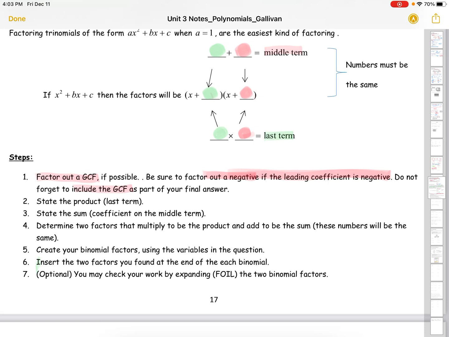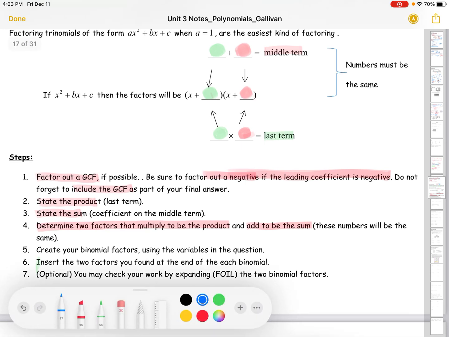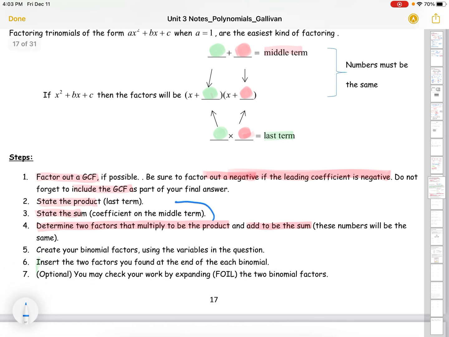We're going to state the product, the last term, state the sum, the coefficient on the middle term, and then determine two factors that multiply to be the product and add to be the sum, okay? So that's kind of the trick, and you're going, huh, what? Don't worry, we're going to walk through it. So they multiply to be the product and add to be the sum, okay?